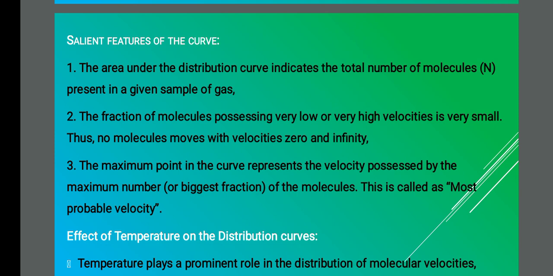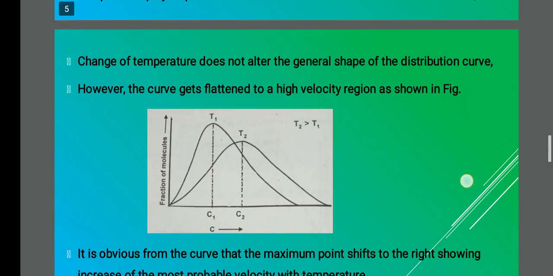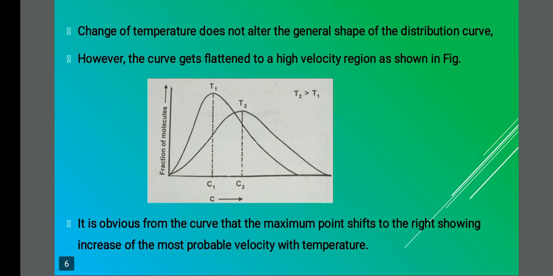So if you see the plot, the temperature plays a very important role in the distribution of molecular velocity. Temperature plays a very important role in the distribution curve, and I will show how. So the first point: change of temperature does not alter the shape of the distribution curve. Whether we increase or decrease the temperature, the shape of the curve does not change.